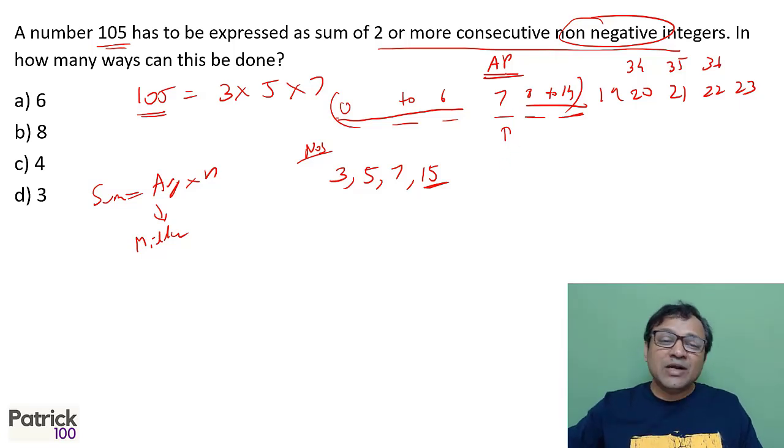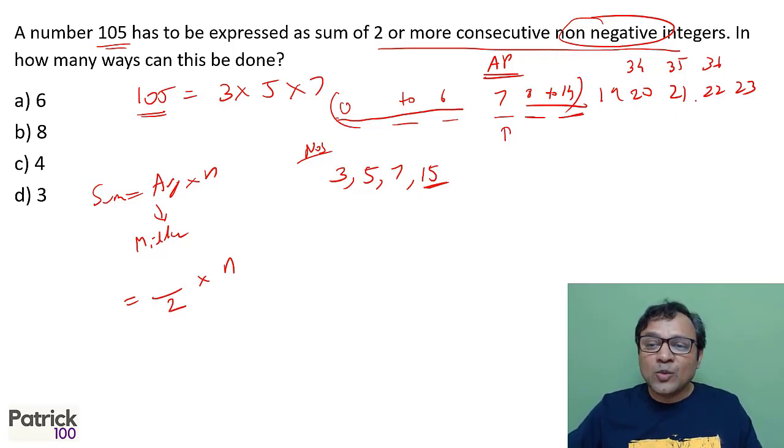Okay, now let's look at even numbers. If I look at an even number of numbers, as I said, sum is average into n. n will be a multiple of 2, even. But since the total is 105, the average will have to be divided by 2. In an even number of terms, the average is the average of the middle 2 terms, which ends in 0.5. So n is a multiple of 2, it has to cancel off.